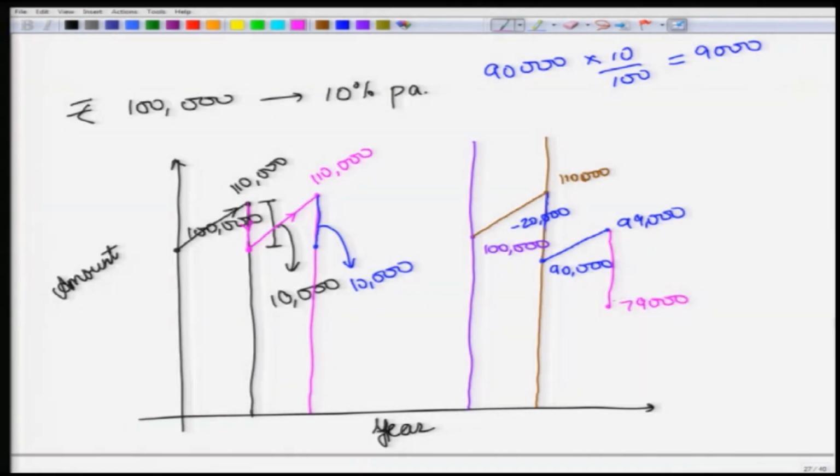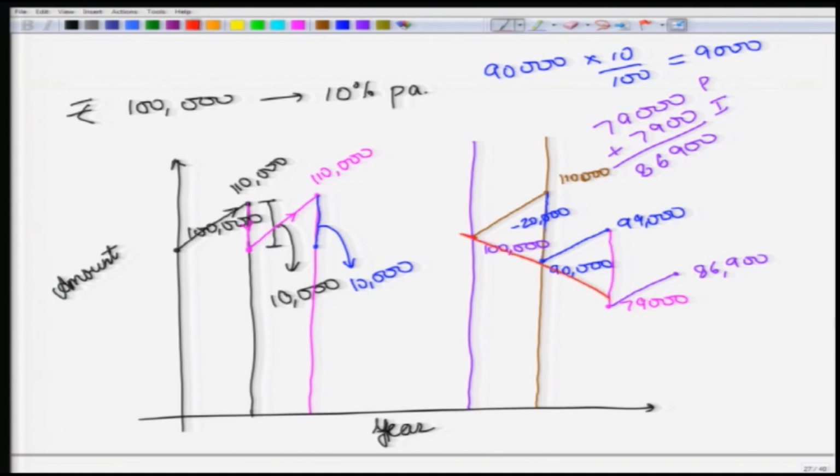and at the end of the third year, this 79,000 will give you an amount of 79,000 plus 7,900, which is the interest. So, this is the principal, this is the interest, is 86,900. So, what we are observing here is that year after year the amount is going down. So, this is not a sustained yield.